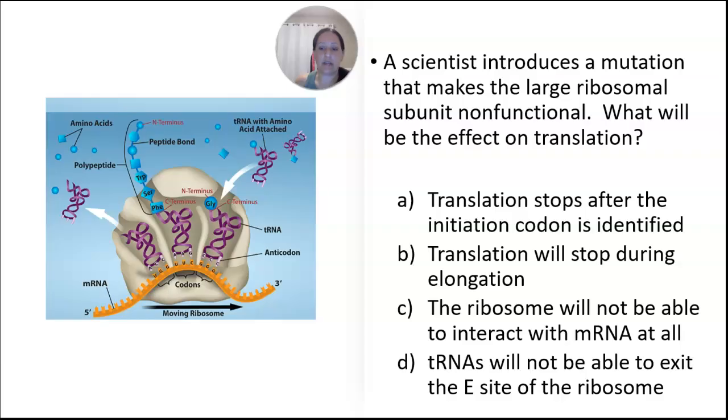And then D says tRNAs will not be able to exit the E site. Well, they won't be able to bind at all, to the E or the A or the P site, because they won't exist because the large ribosomal subunit won't be there. But what will be able to happen is the small ribosomal subunit will be able to bind. It'll be able to find its way to that initiation codon. The first tRNA molecule will probably come in, right, with its methionine bound to it, that first amino acid. But then that's it, because the rest of the process requires the large ribosomal subunit to be present. And so that would be A. A is the correct answer.